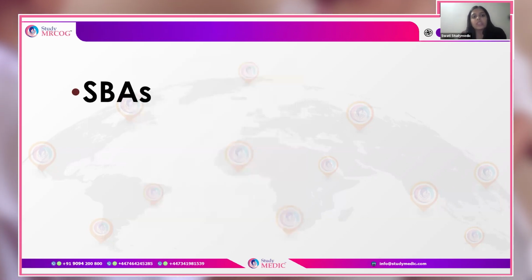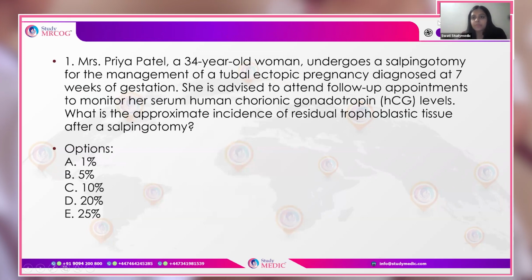So let's start with early pregnancy SBAs first. Ms. Priya Patel, a 34-year-old woman, undergoes a salpingotomy for the management of a tubal ectopic, diagnosed at 7 weeks. She is advised to attend follow-up appointments to monitor her serum HCG levels. So now what is the approximate incidence of residual trophoblastic tissue after a salpingotomy for ectopic pregnancy?